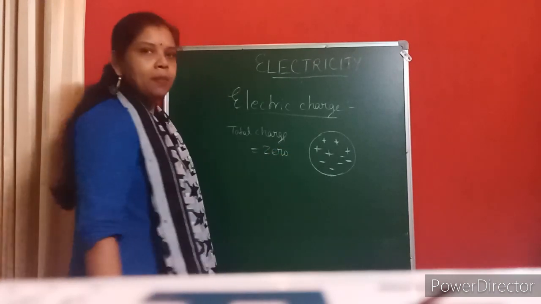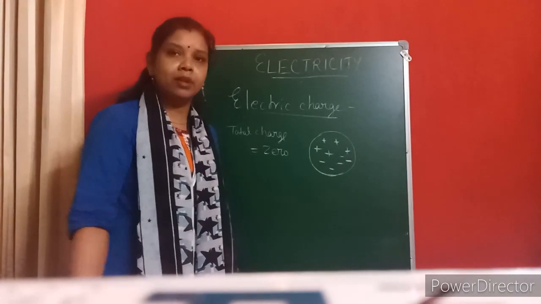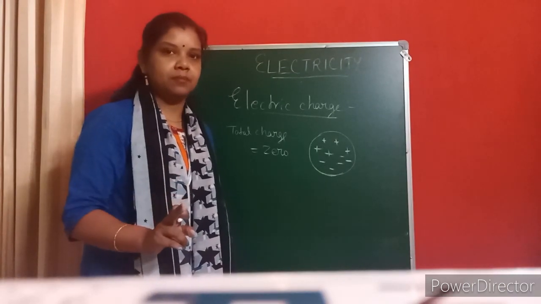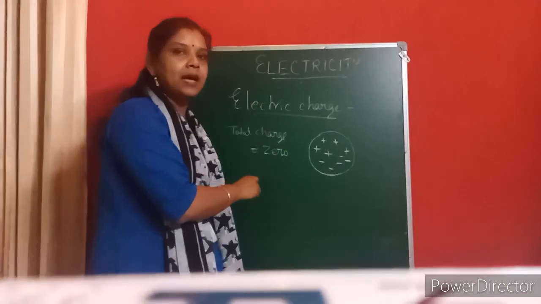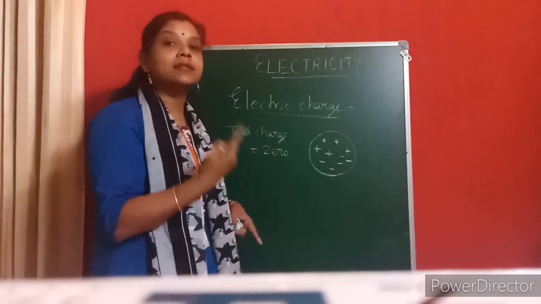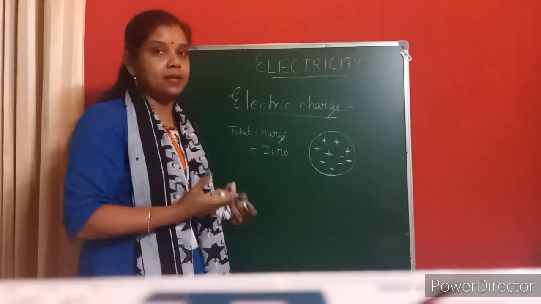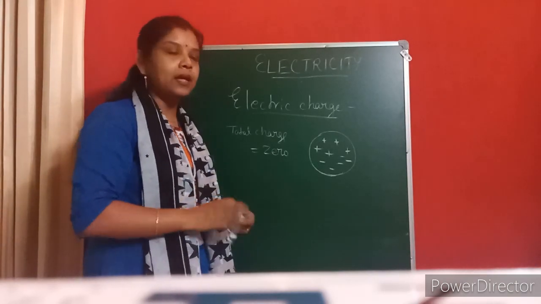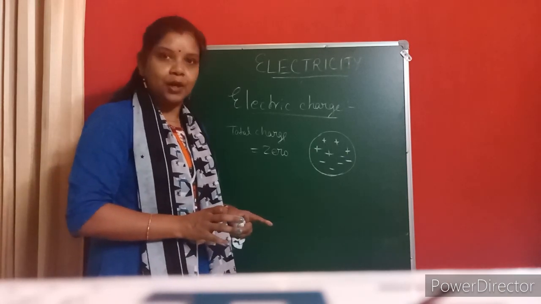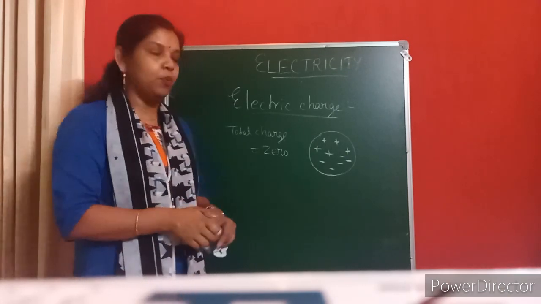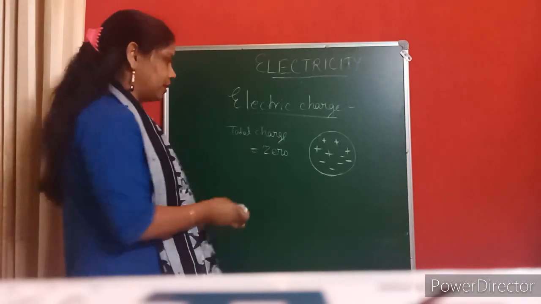But now can I say that the body doesn't contain any charge? No, I cannot say. Understood? The body has charge, but one charge is cancelling the effect of the other charge. As a result, it looks like a neutral body or an uncharged body. Understood? So if it is an uncharged body, I said 5 protons are there and 5 electrons are there.